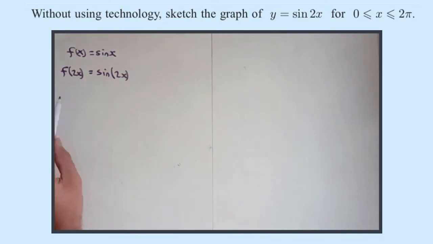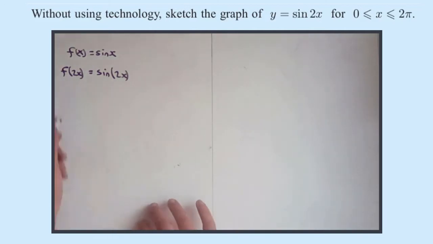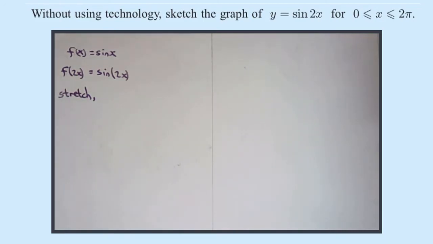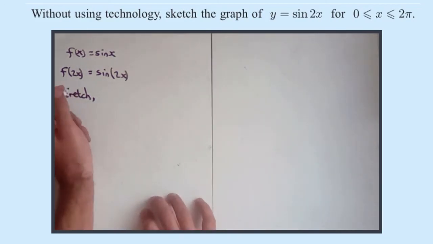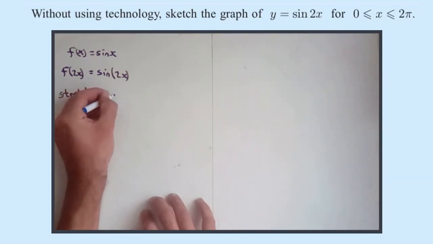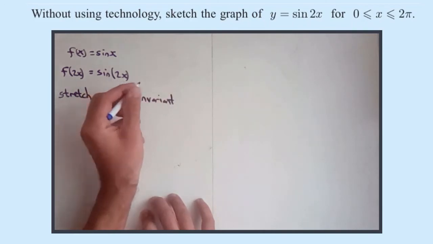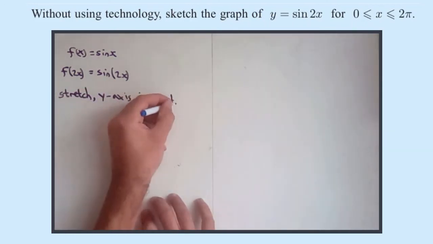Anything that happens inside the bracket or to the input, it's a horizontal transformation. If it's a multiplier, it's a stretch. So this would be a stretch, as in from f of x to f of 2x. It's a horizontal stretch, but I'm going to write it in terms of an invariant line, because although it's a few more words to write, I do think it helps you do the stretch better. So the invariant line will be the y-axis. Y-axis invariant, as in the y-axis is the invariant line.